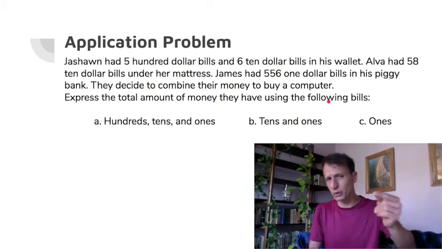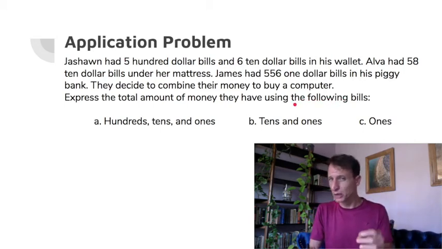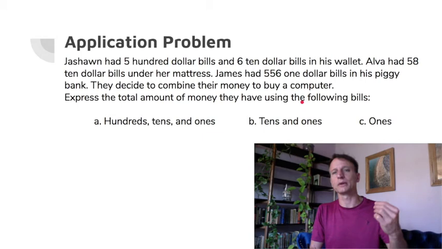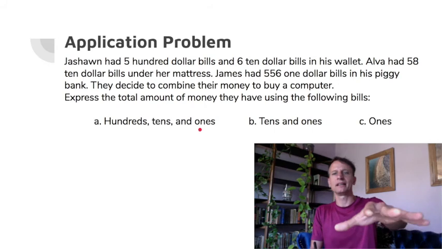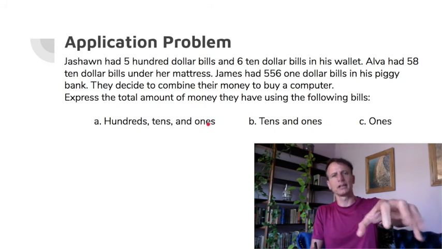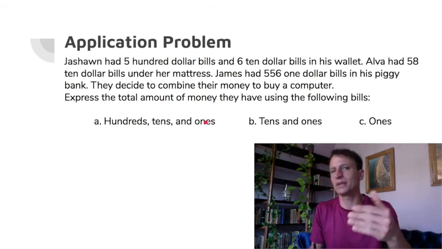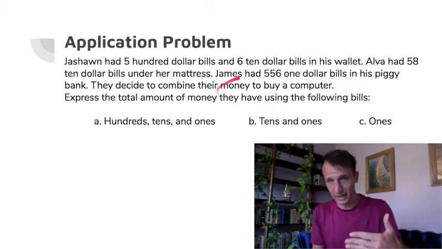This is one of those important application problems where it's not just a review, but it really sets us up for what we're doing today. So watch this. We're going to figure out the total amount of money they have first, right? Put it all together. And then express it as, well, how many hundreds, tens, and ones would that number be? And this can be confusing because it's not how many hundreds, tens, and ones do they have, we already know that, right?